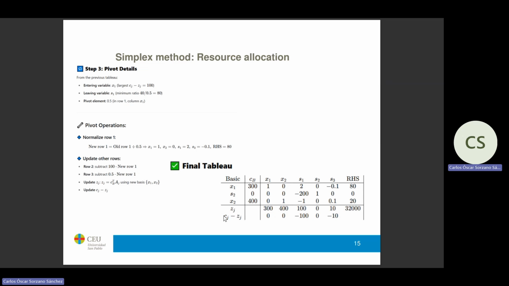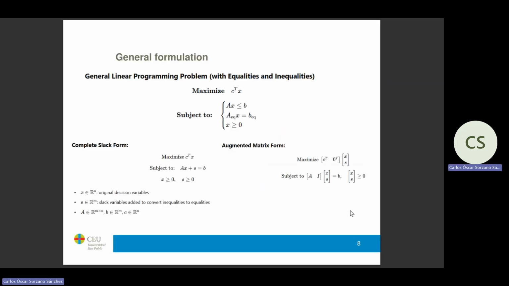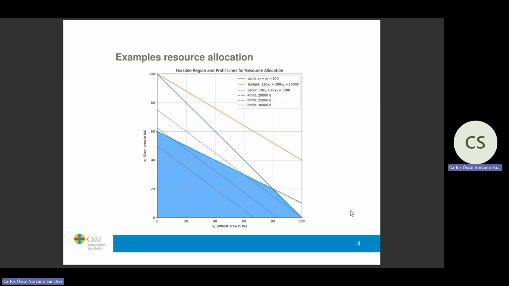And now we compute Zj, we compute Cj minus Zj, and now all of them are negative. So the final solution is x1 equal 80, x2 equal 20, and the goal function is 32,000. Let's see if that is consistent with our drawing. So in our drawing, x1 was 80 and x2 was 20. Okay? And the goal function is 32,000. So it is a little bit more than the last line we drew.